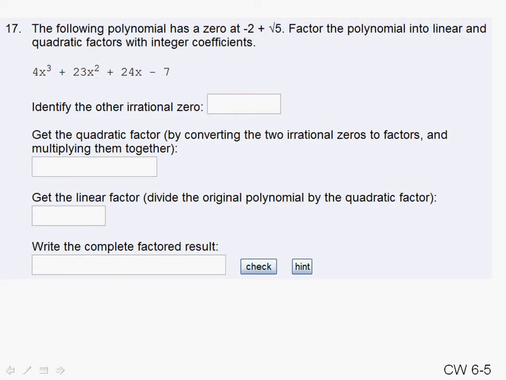So, since we have -2 plus the square root of 5, our other irrational 0 would have to be -2 minus the square root of 5.